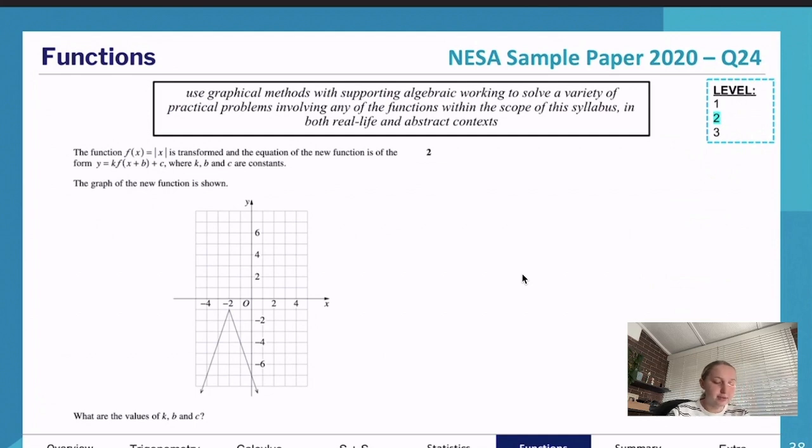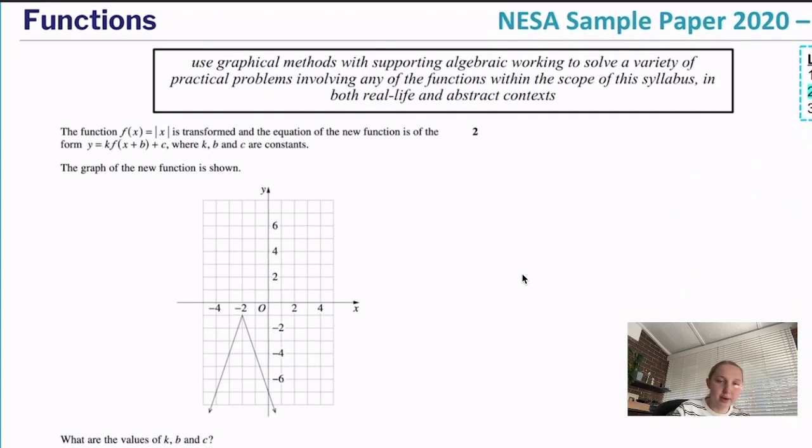Okay, so the first thing we want to look at is we can automatically, just looking at this graph, find out what b and c are. So c is going to be -1 because we've moved our graph down 1. And then b is going to be +2 because we've moved it to the left 2. Okay, so we already can say that. So then if we've got our basic function here, we're going to have k times (x + 2) - 1.